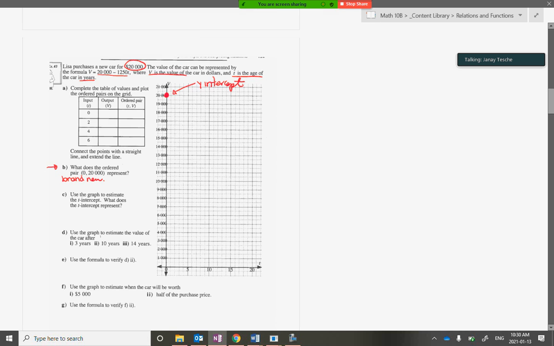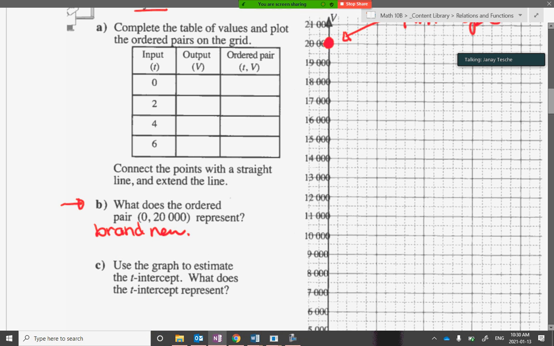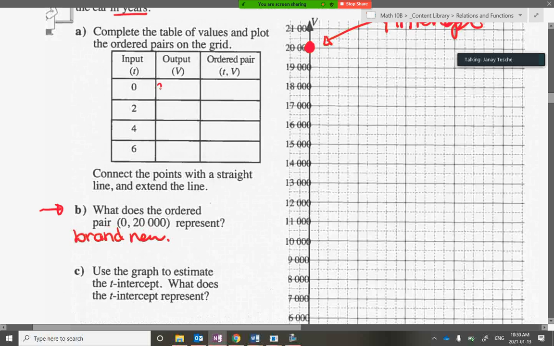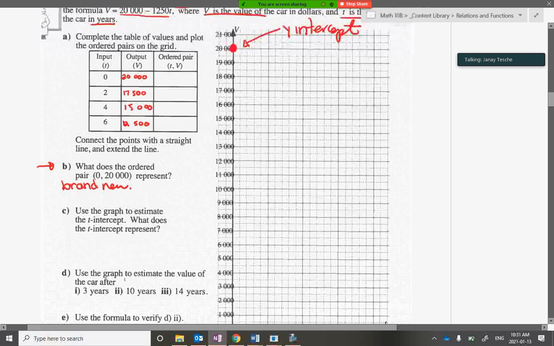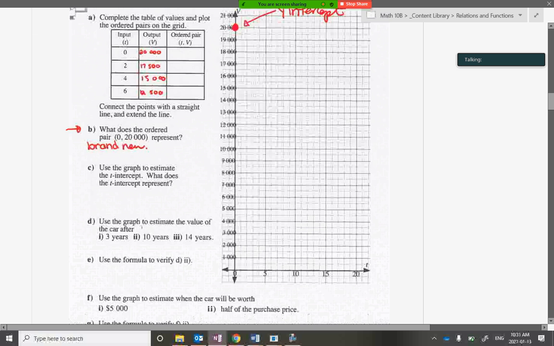When you're drawing this graph, I'm going to give you this data so you don't have to calculate it. This is going to be 20,000. After 2 years, we could plug in 2 for our T, it depreciates down to 17,500. After 4 years, it depreciates down to 15,000. After 6 years, down to 12,500. So we can plot those points on our graph. Oh good, they did draw it out for you.